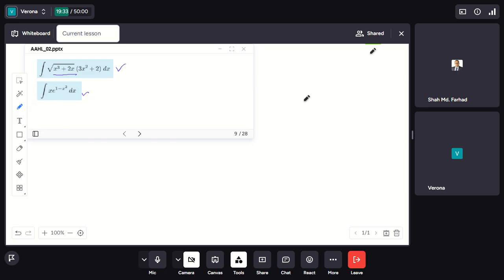So which one you should substitute here? Good, so it will be u equals to 1 minus x square. Okay, then continue it.